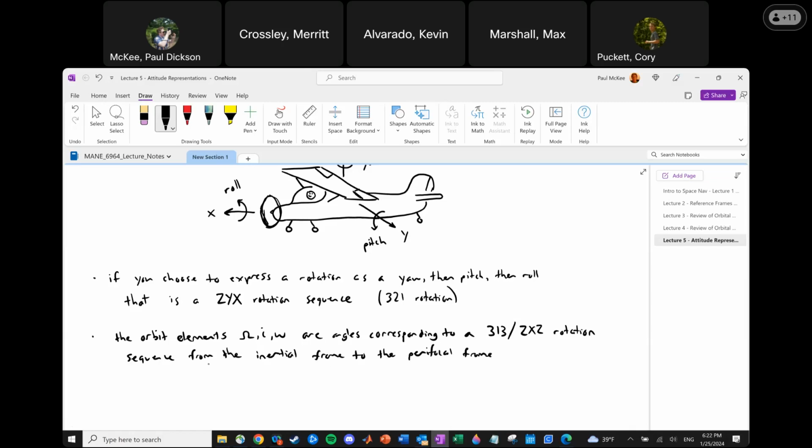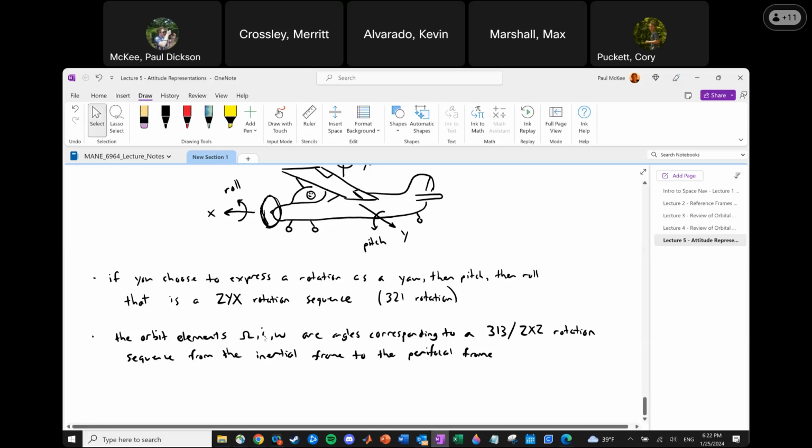We actually already did this. This is why it's a bit tricky. I couldn't decide when I was designing this course whether to put orbital mechanics before attitude representation or vice versa, because they reference one another. But I think now that we're on the other side of this, hopefully it all clicks. And good job on that, Max.